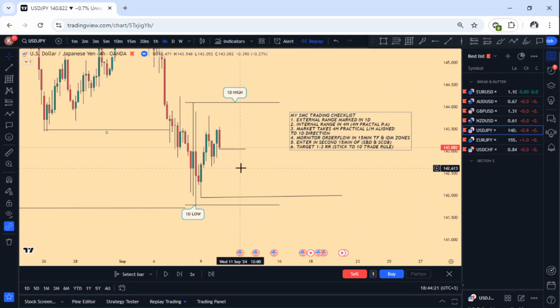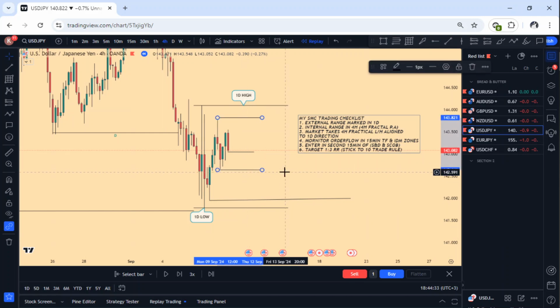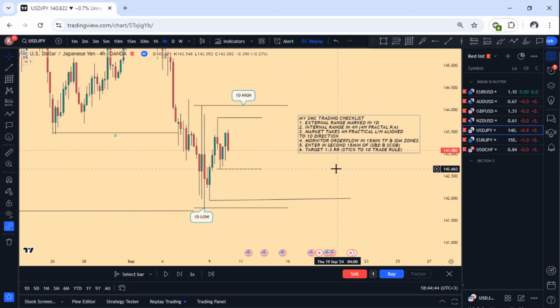I'm not in a hurry with it, since the following day it was bullish. So this becomes my internal 4 hours. This is what I'm looking at now. I'm only willing to trade sells when I see what is moving in between my 4 hours range.